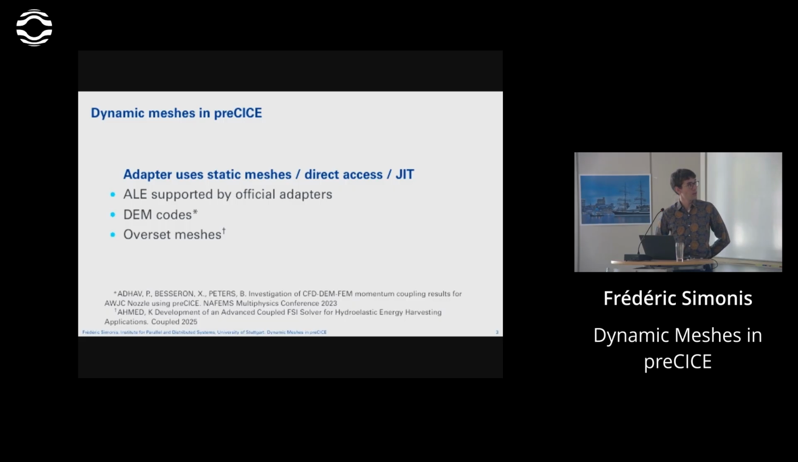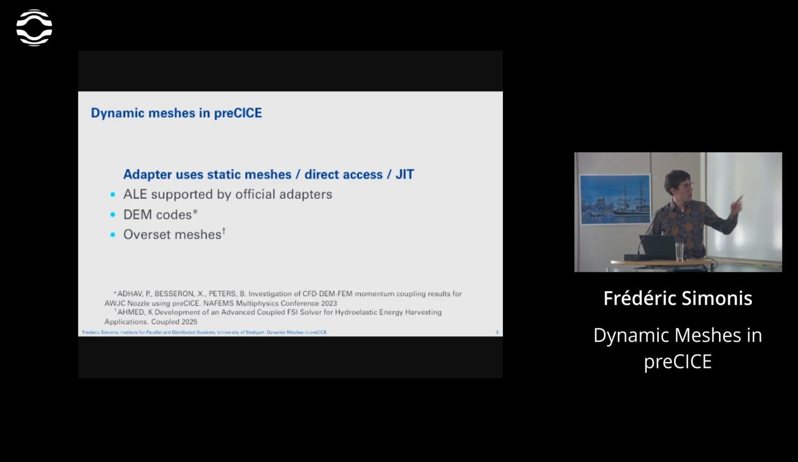That is, for example, with direct mesh access. So the basic principle is here that you directly access the static mesh on the participant that does something dynamic, and you essentially hide the dynamic problem from preCICE altogether, right? This has been done in various ways.